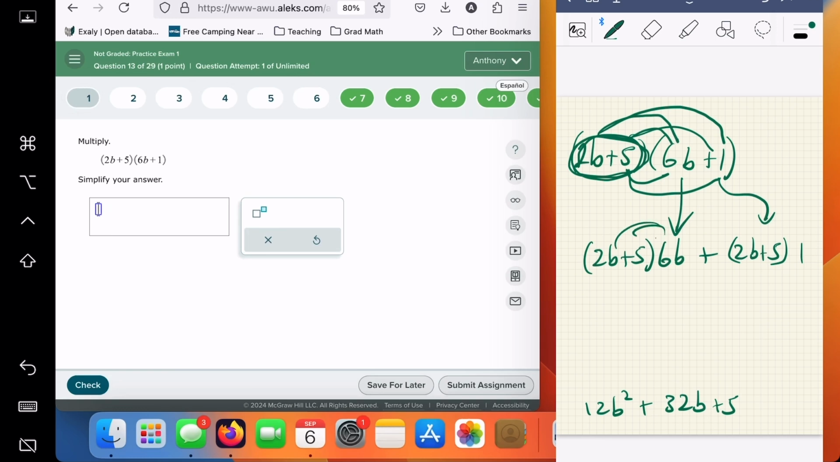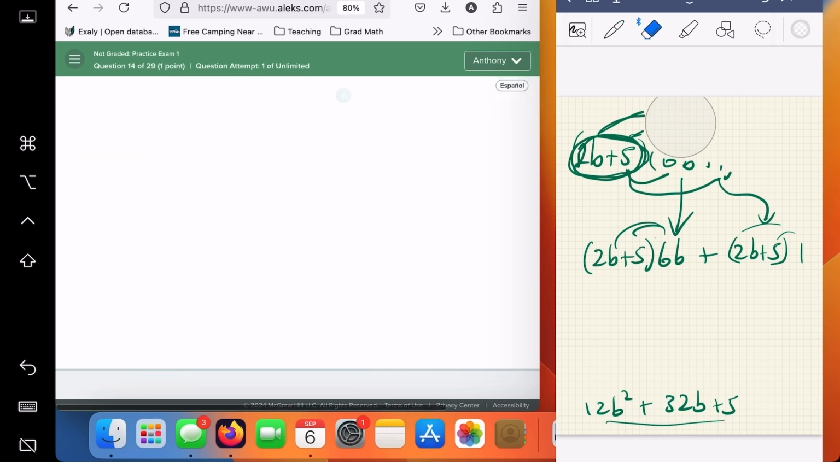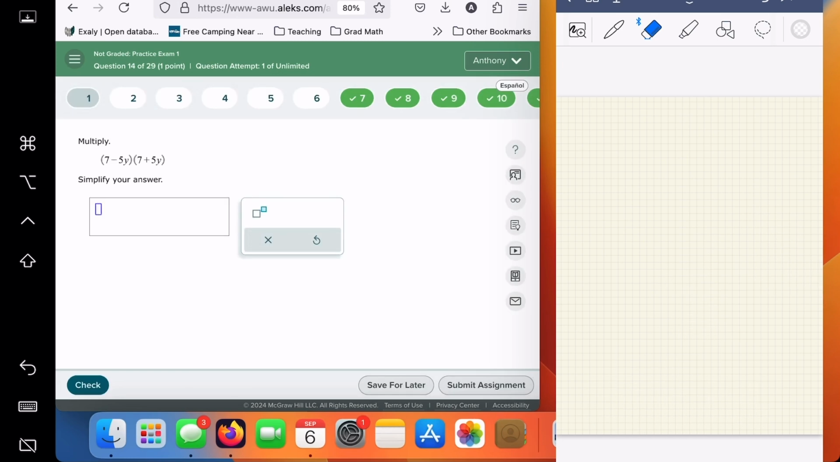And now you multiply in the 6b and you multiply in the 1, except you don't need to because it's 1. Regardless, you'll get back here at the same answer. So 12b squared plus 32b plus 5. All right. Continue. All right, let's multiply this.